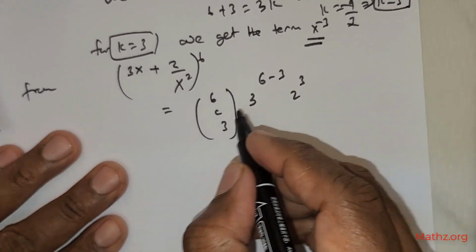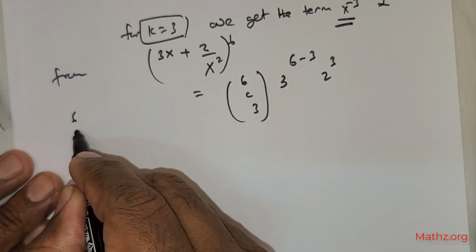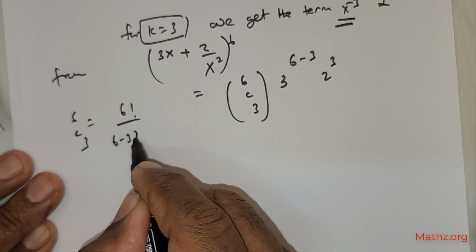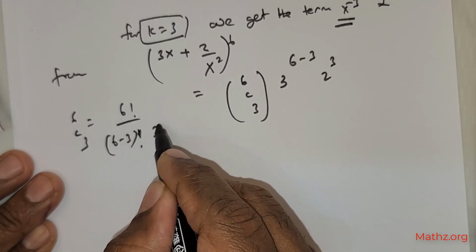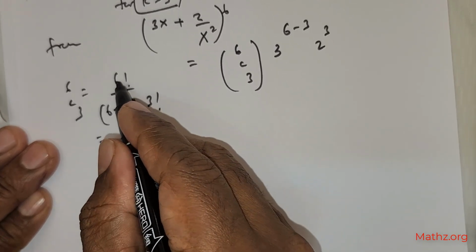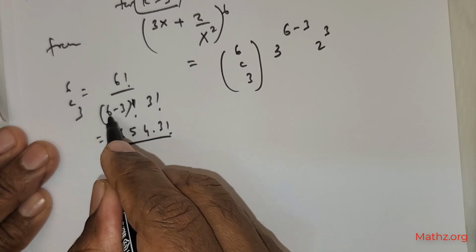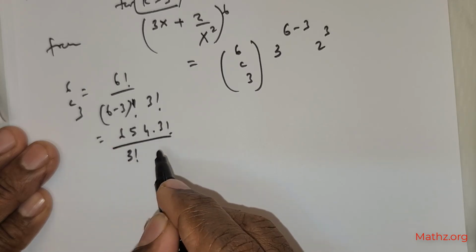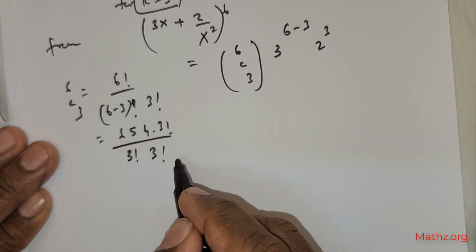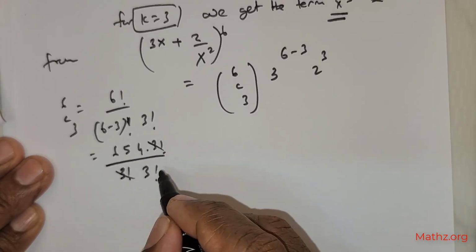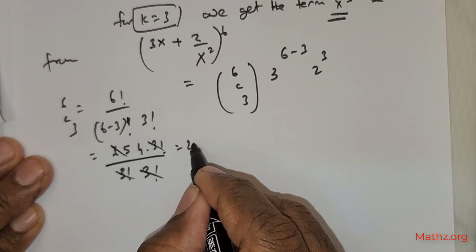So this is going to be giving us, now I told you 6c3 is 6 factorial divided by 6 negative 3 factorial times 3 factorial. Now this can be rewritten as 6 into 5 into 4 into 3 factorial. 6 negative 3 is 3 factorial. You have a 3 factorial there. Now 3 factorial gets cancelled. Now 3 factorial is 6 actually. So this and this gets cancelled, giving us 20.